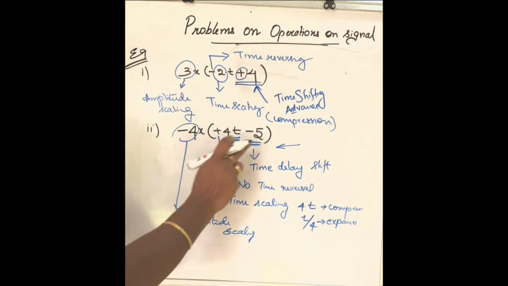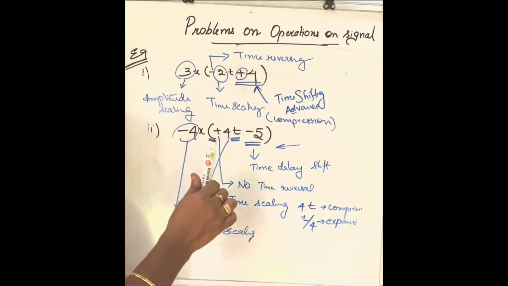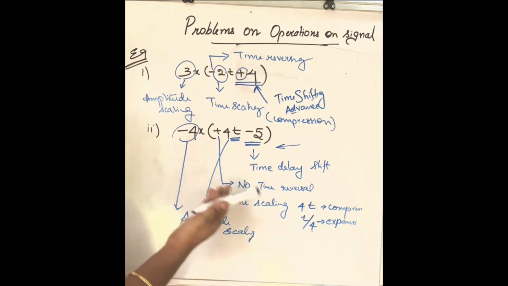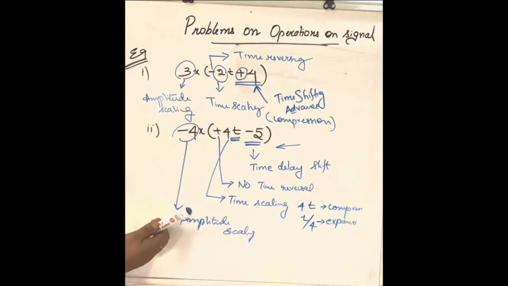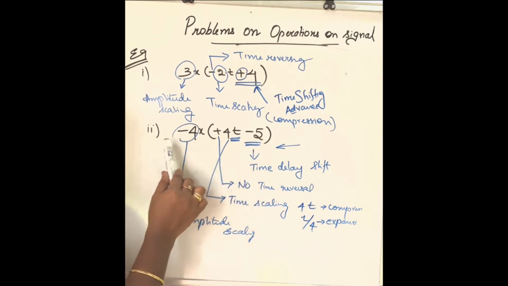Okay, so when you have an equation, you have everything put together. You have a shifting, you have a reversal, you have a scaling, you have the scaling for both time as well as amplitude. So when a question is given, you have to check out what all has to be done.